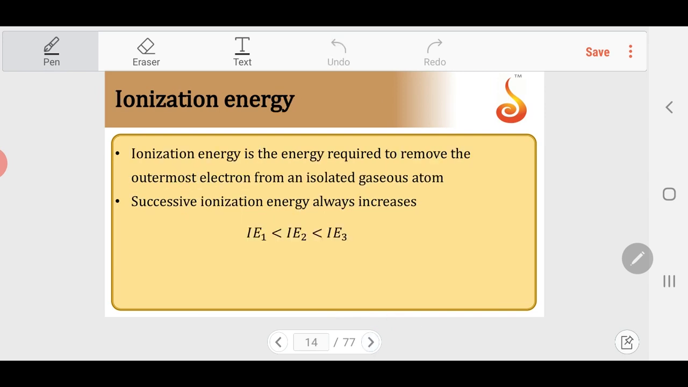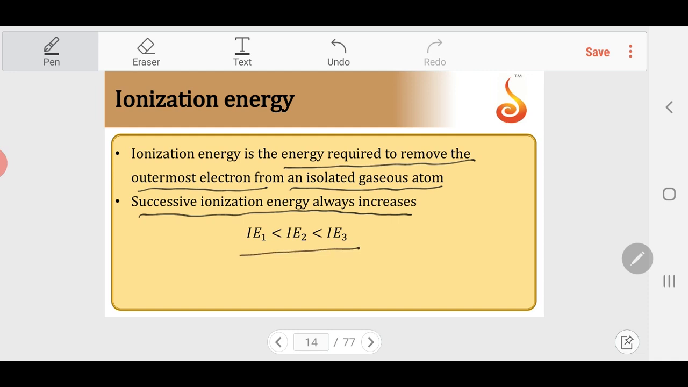Ionization energy. Ionization energy is the energy required to remove the outermost electron from an isolated gaseous atom. So it is always endothermic. Successive ionization energy always increases. If I take a neutral atom and remove one electron, you get a cation and the atomic size decreases. So it is more difficult to remove an electron from a positively charged ion than from the neutral atom. The second ionization energy of an atom is always greater than the first, and the third is always greater than the second. So IE1 is less than IE2, which is less than IE3.